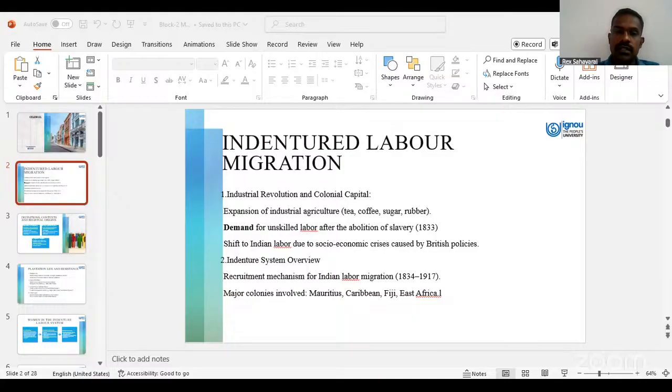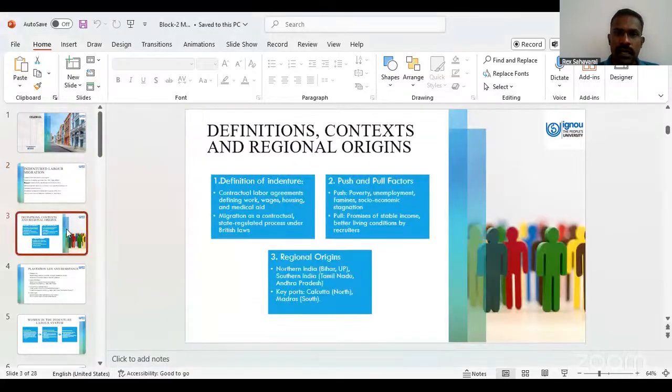How this colonial period had impact on this particular area, why there is a force, and what is the reason behind this force, everything. That is our main agenda of today to learn. So when you look into this indentured labor, we should know the definition and context and regional origins, right?